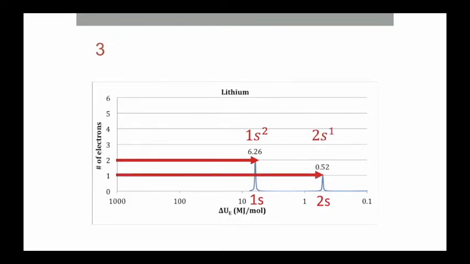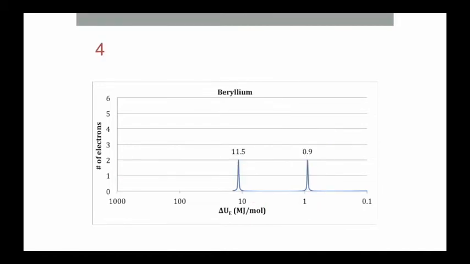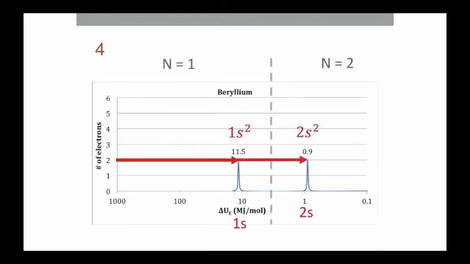And just to make it clear that we are dealing with 2 different shells, we'll put the first shell on the left and the second shell on the right. These will be useful in a bit when we start making comparisons. Now we'll go to the next atom in line. It's beryllium. And we have 2 electrons in the 1s orbital and 2 electrons in the 2s orbital. Once again, I'm going to draw a line between our 2 shells, n equals 1 and n equals 2. And you'll see why I'm doing this in a moment.